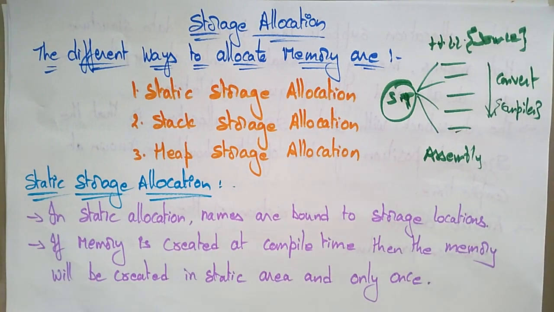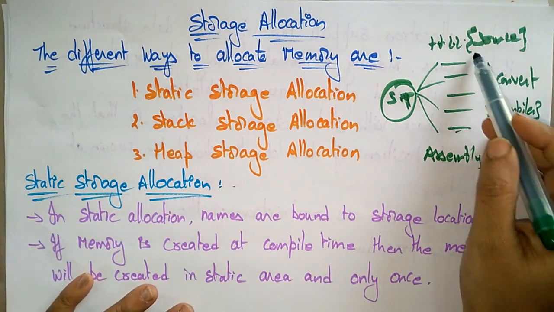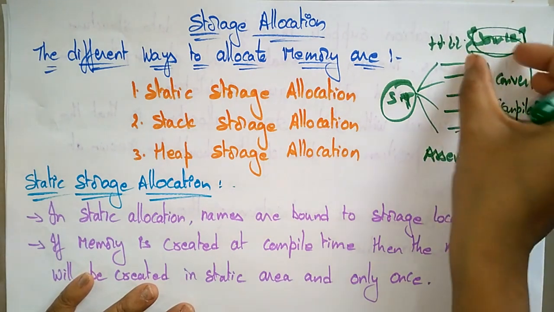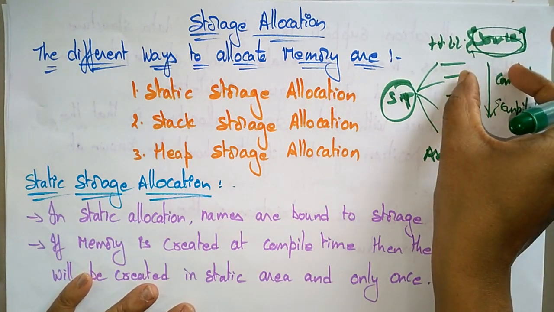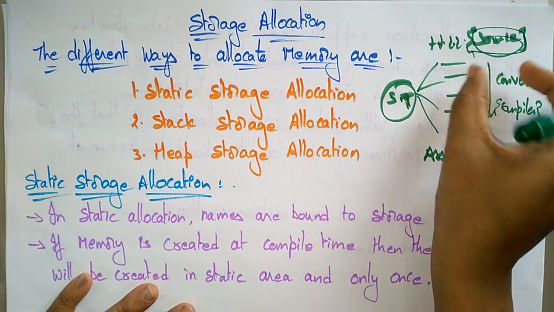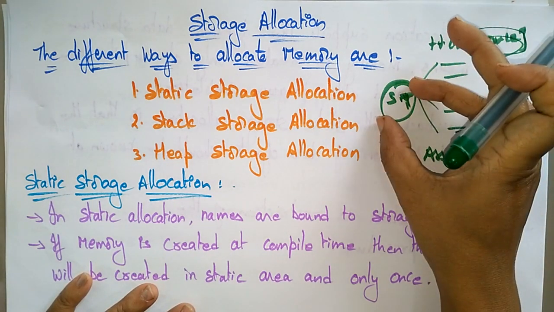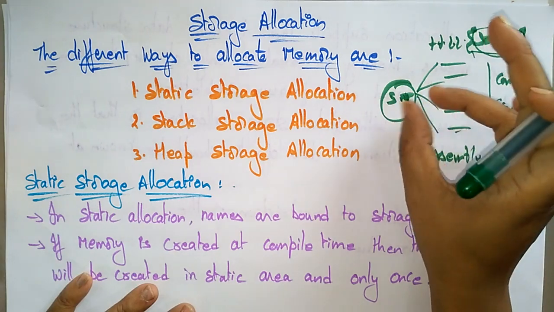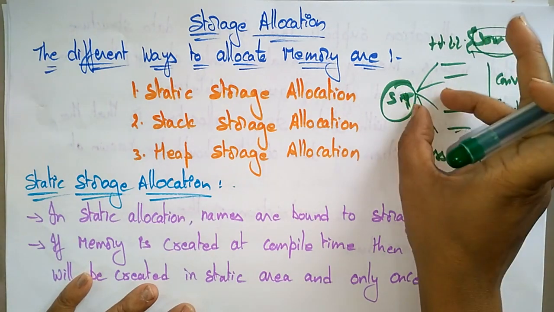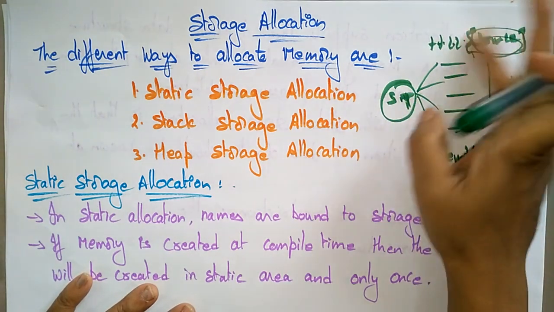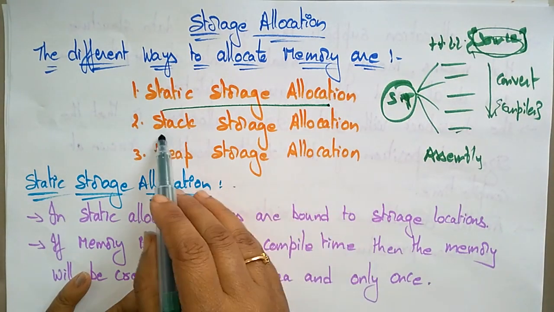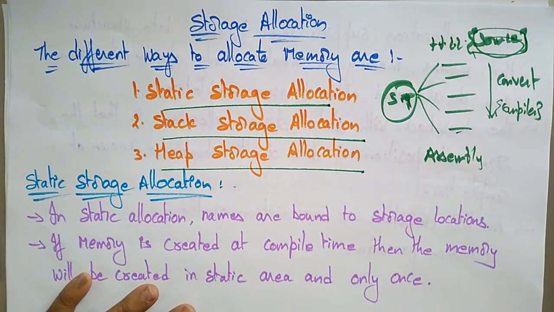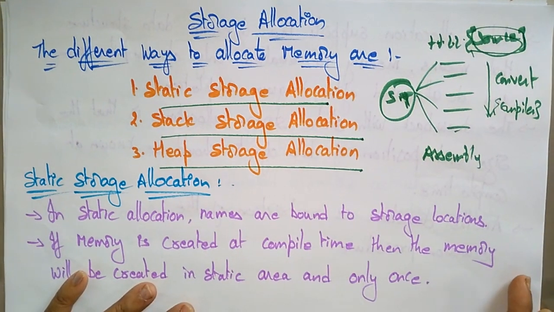So here are the different ways to allocate memory. Whatever the source program is, the information regarding the program will be stored in the symbol table. The memory that will be allocated for this source program is of different types: static storage, stack storage and heap storage allocation. Now let's see what the different storage allocations are.